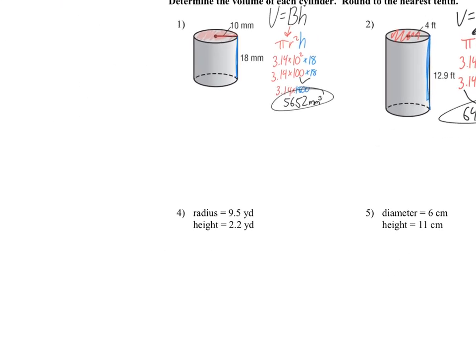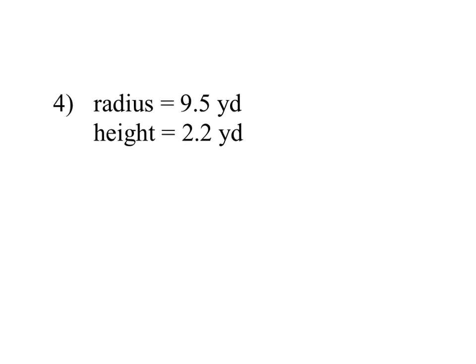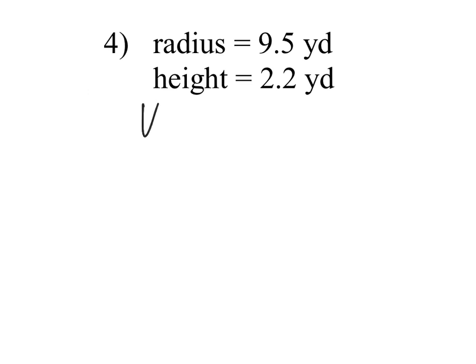Now I'm going to go down to number 4. This time they just give us a radius and a height, which is really all we need in order to be able to solve this. So I'm still going to use the same formula. Volume equals area of the base times the height. And I know that if I'm dealing with a cylinder, I'm going to be using pi r squared, and then times the height of the figure.